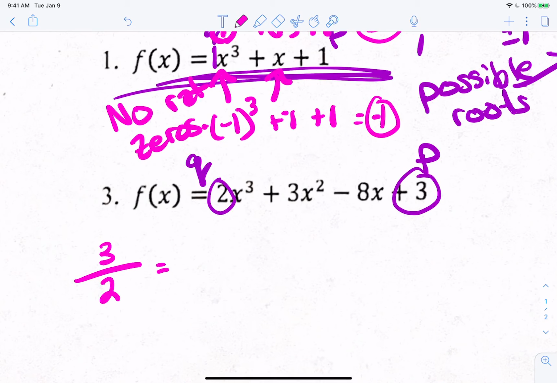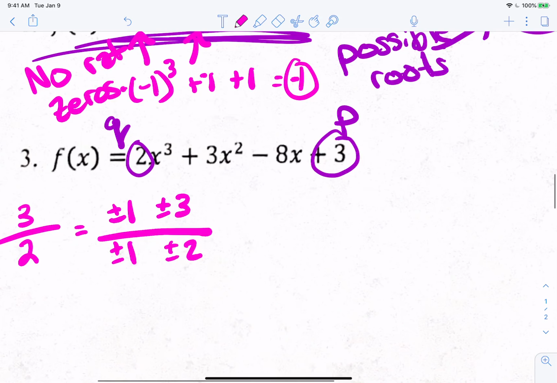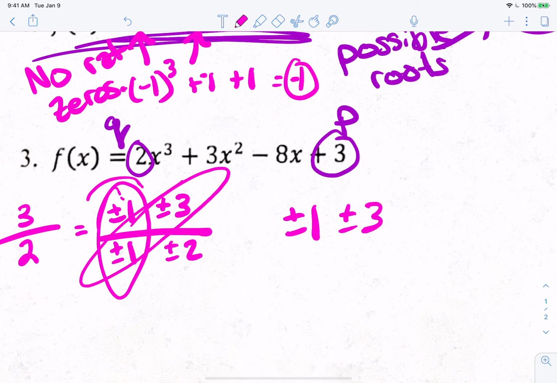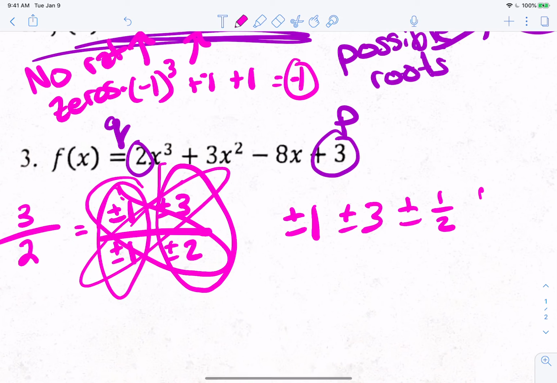Factors of 3 are plus minus 1 and plus minus 3. Factors of 2 are plus minus 1 and plus minus 2. Yeah? So now, 1 divided by 1 is 1. So plus minus 1. 3 divided by 1 is plus minus 3. But then also, 1 divided by 2 is plus minus 1/2. 3 divided by 2 is plus minus 3/2.